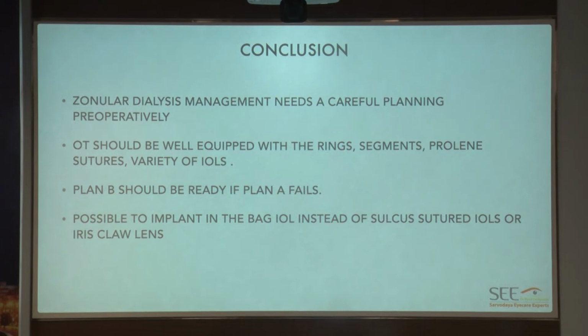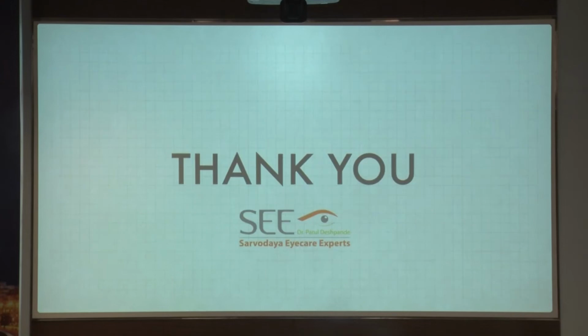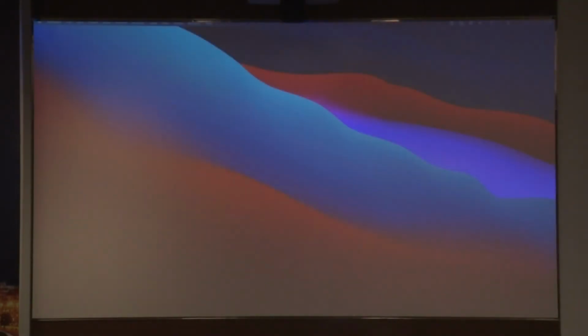The OT should be well equipped. You should have rings, segments, sutures, and all varieties of IOLs. Your plan B should be ready if you think plan A has failed, because you cannot decide the second line of treatment on the table. It should be pre-planned, and it's possible to implant an in-the-bag IOL in most of the cases instead of using a sulcus sutured IOL or iris claw lens. Thank you. Sorry for the video.